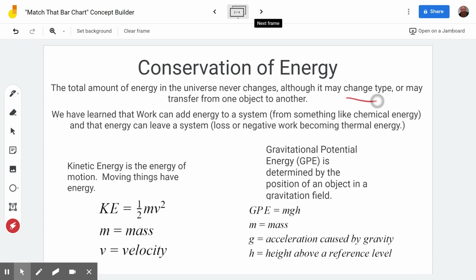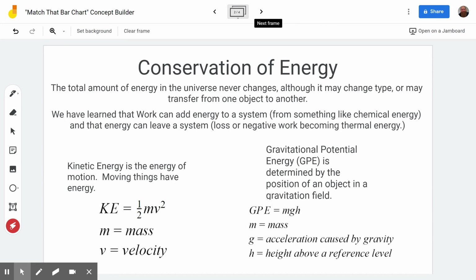But we will be looking a lot at it changing type, meaning it might change from kinetic energy to gravitational potential energy, or from gravitational potential energy to kinetic, or from elastic potential energy. We'll see that a little bit in the final one. So remember, we have learned that work can add energy to a system. That is something we will not see here, is somebody pushing on something or an engine pushing on something, chemical energy. But we will see energy leave the system in the final trophy on this concept builder.